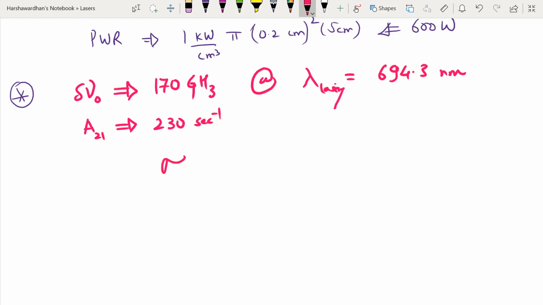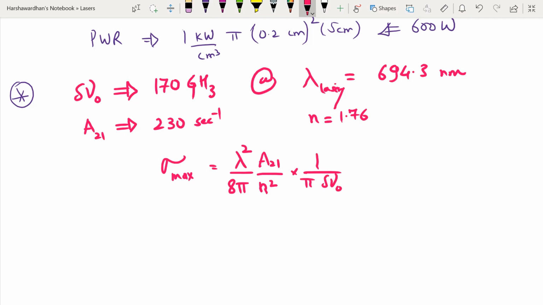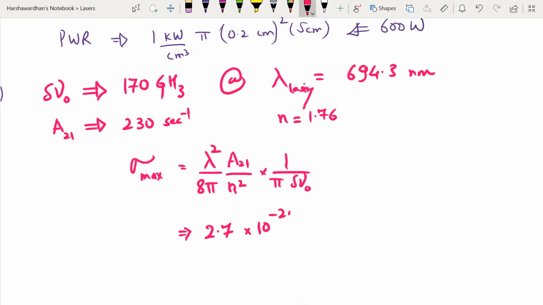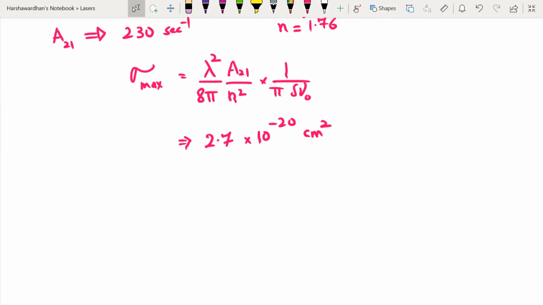So I can estimate sigma max, that is, I come at resonance and ask what is the value of that. That will simply come out to be, so I have lambda square divided by 8 pi. You will recall this formula that we had discussed. We have A21 divided by n square. Remember, we are now looking at a solid state laser, so the refractive index of the ruby rod, which is coming from the Al2O3 background matrix, is about 1.76. And because it is a Lorentzian broadened line shape, the maximum value will go like pi times delta nu naught. So if I plug in all these values which are given to you, you will see that this comes out to the order of about 2.7 times 10 to the power of minus 20 centimeters square.